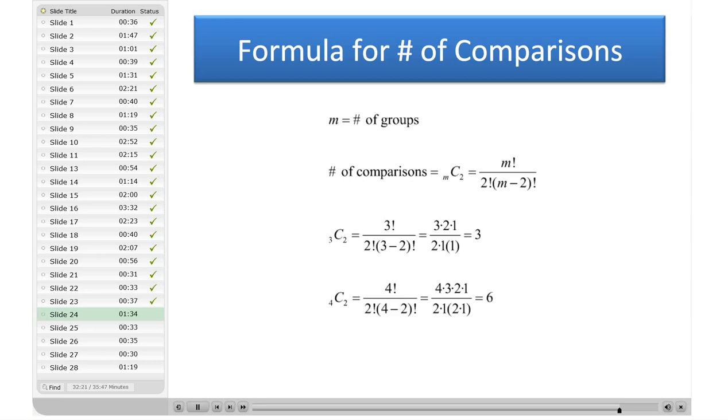Then if we look at the second calculation, we have 4 choose 2, which is 4 factorial over 2 factorial times 4 minus 2 factorial. 4 factorial is 4 all the way down to 1. And then 2 factorial is 2 times 1. And 4 minus 2 is also 2, so that's 2 times 1. If you calculate that, you get 6. So this explains why when you have 3 groups, you have 3 comparisons to make, but if you have 4 groups, you have 6 comparisons to make.